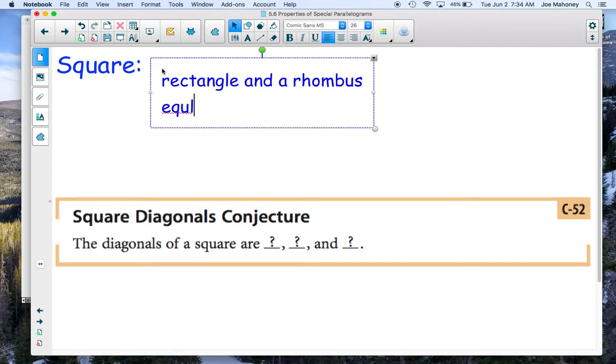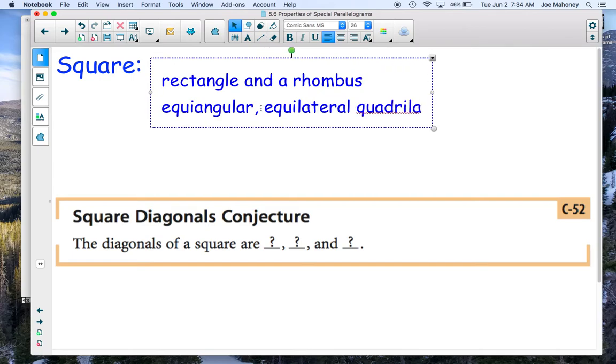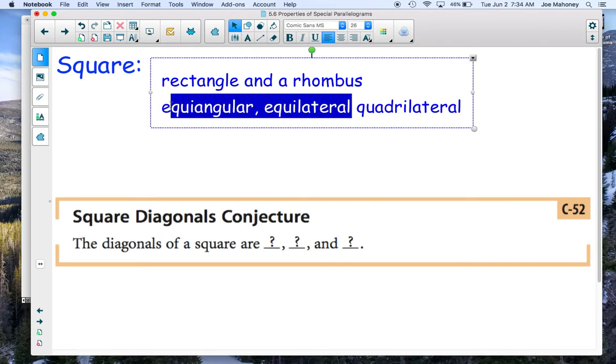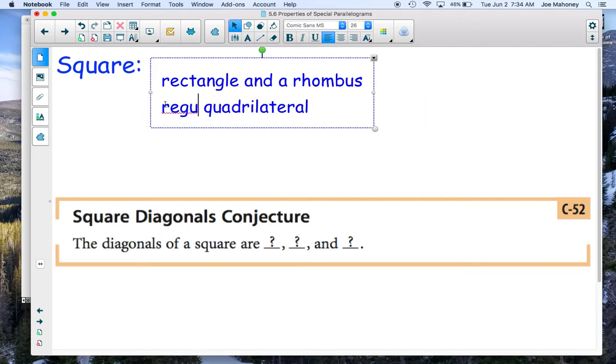It's an equiangular, equilateral quadrilateral. Boy, I can't spell today, huh? Equilateral, quadrilateral. That's what it is. But we know what that word means. We know what it means to be equiangular and equilateral. Do you remember that? That means it's a regular quadrilateral, regular meaning all sides and angles equal.